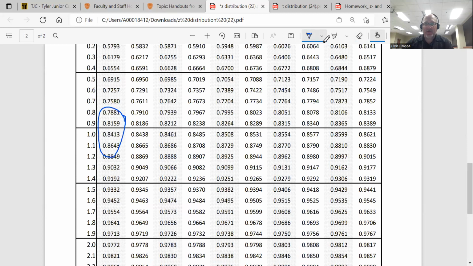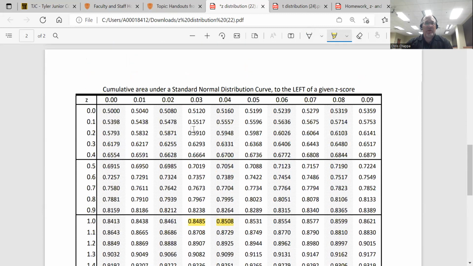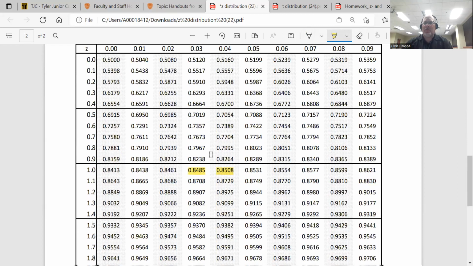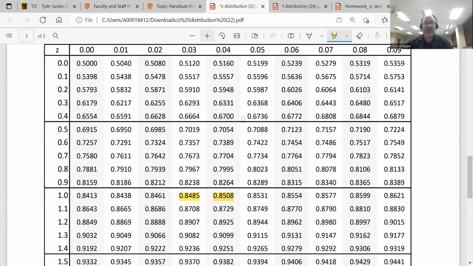All right, somewhere in this neck of the woods, and more specifically, somewhere between these two rows. So just scanning to the left. All right, it's not in here, because 0.8500 is between these two numbers in my z-chart, which are associated with 1.03 and 1.04. So what do we do now? Well, if you're looking for an area and it's not there, then it will be between two areas. 85% is between these two numbers.